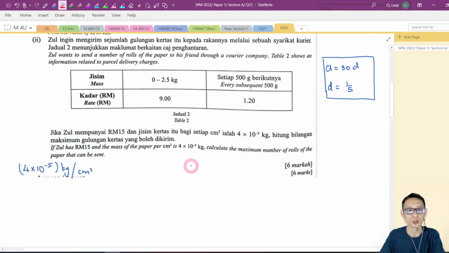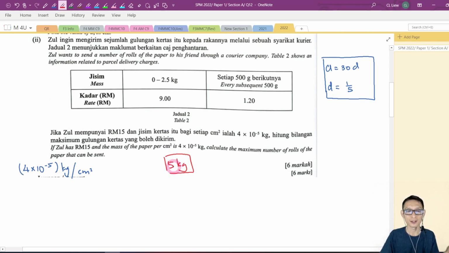Let's say you have 15 ringgit. Forget about this one first. Let's say you have a paper with the mass of 5 kilogram. So how do we calculate the charges? Try to think. The first 2.5 kilogram is 9 ringgit. So definitely our charges will be more than 9 ringgit because this is 5 kilogram, right?